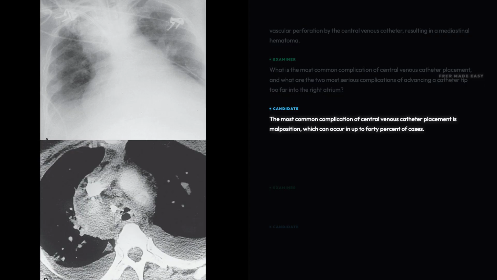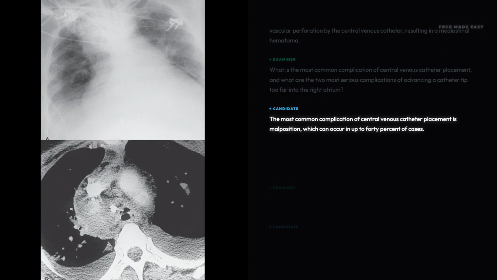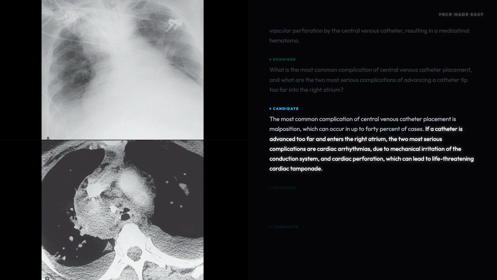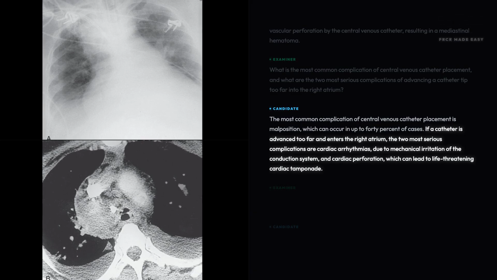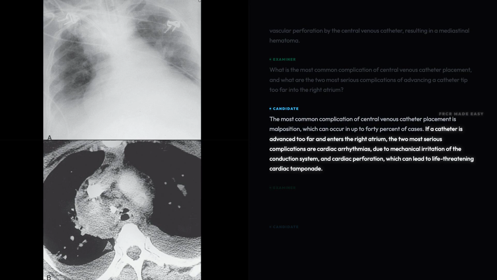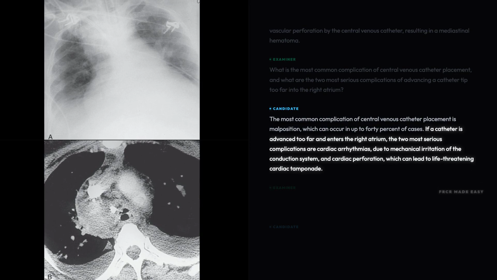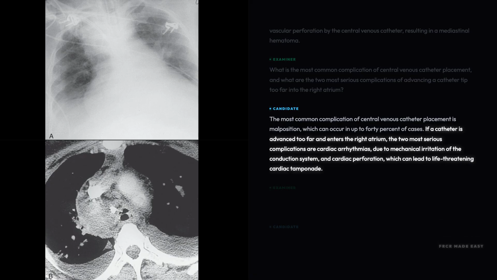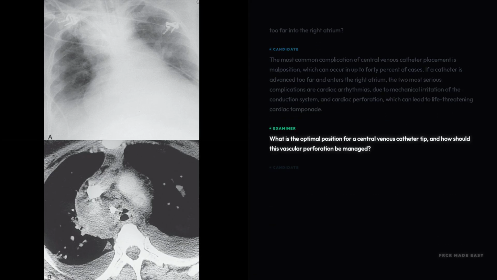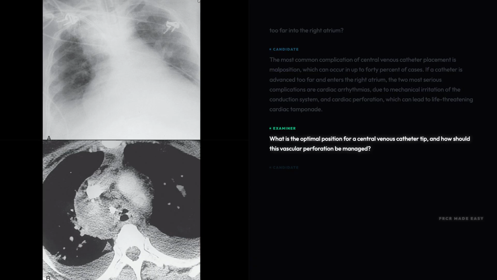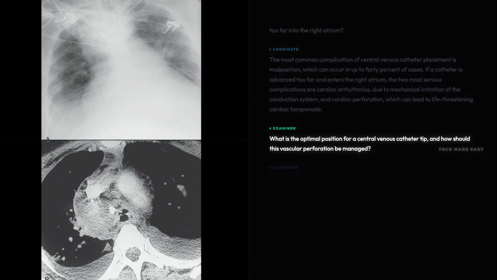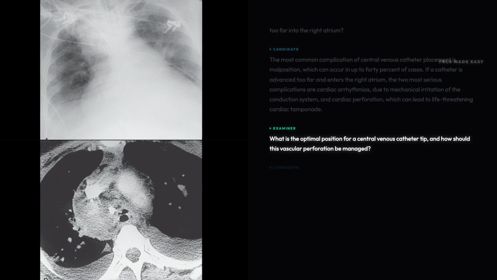If a catheter is advanced too far and enters the right atrium, the two most serious complications are cardiac arrhythmias, due to mechanical irritation of the conduction system, and cardiac perforation, which can lead to life-threatening cardiac tamponade. What is the optimal position for a central venous catheter tip, and how should this vascular perforation be managed?